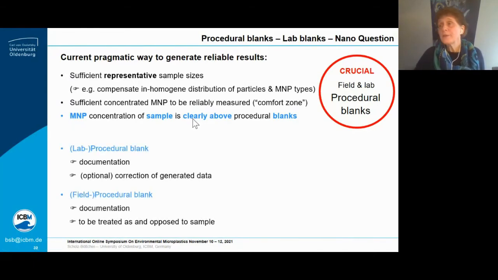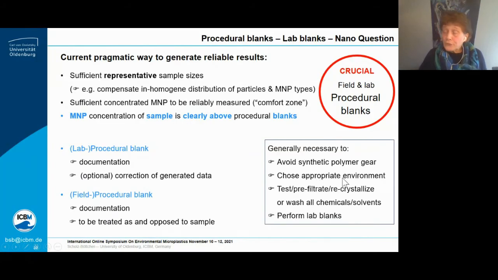I have already mentioned that, so I don't have to repeat it all the time. Lab and procedural blanks are necessary. And of course, we have to mention that you should avoid any synthetic gear in the lab, choose an appropriate environment, test, pre-filtrate, recrystallize, and wash all your chemicals and solvents to get blanks as low as possible, and then always also perform blanks to test these processes.